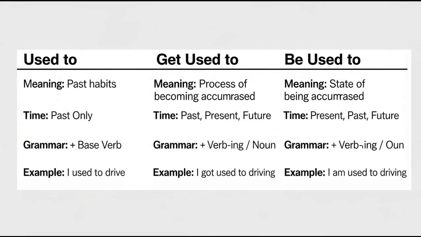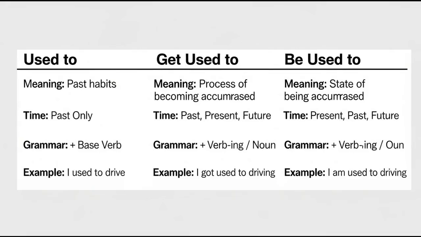Okay, let's look at the present tense. I am getting used to my new job. I started a new job recently. At first, it was strange. I didn't know anyone. I didn't know where things were. But now, after a couple of weeks, things are becoming normal for me. I'm accustomed to my new job. So I can say, I am getting used to my new job.